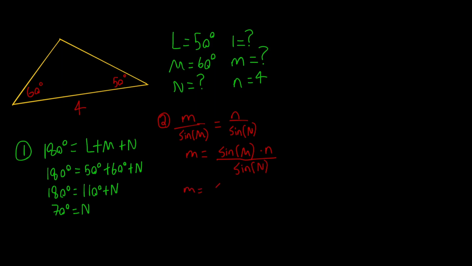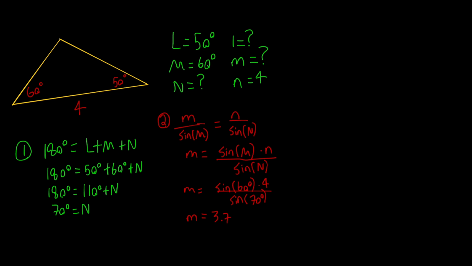So here, that's going to give me the sine of M is 60 degrees times 4 divided by the sine of N, which is 70 degrees. So what I should expect here is an answer around 3.69. So M is equal to, let's call it 3.7.